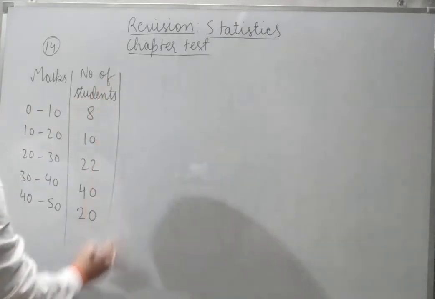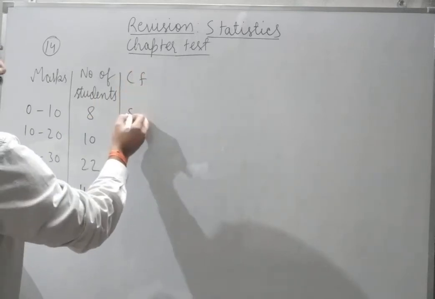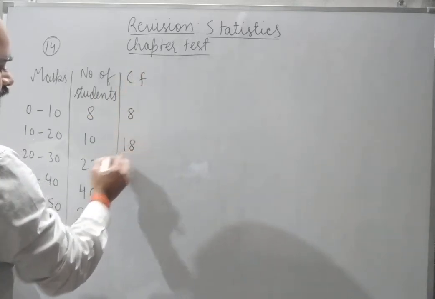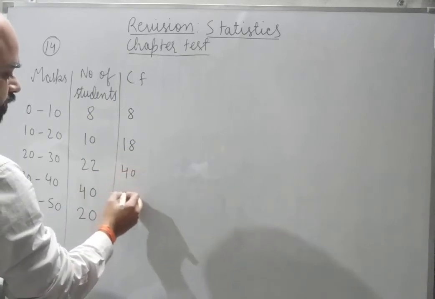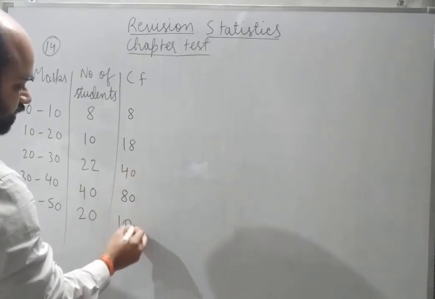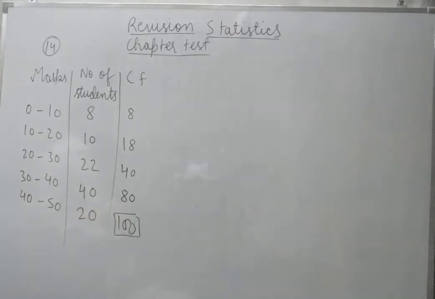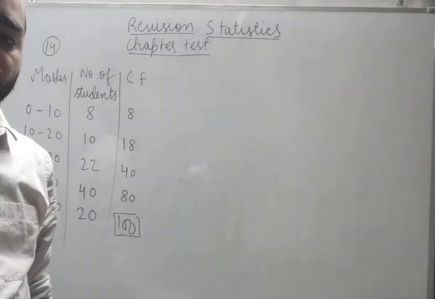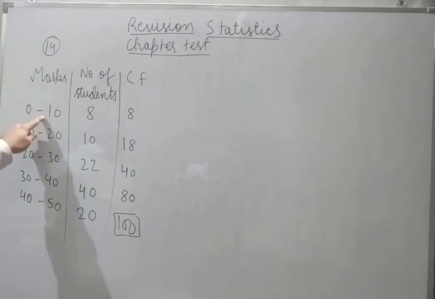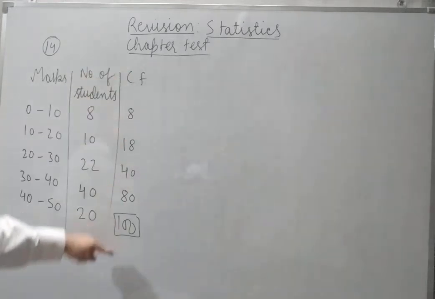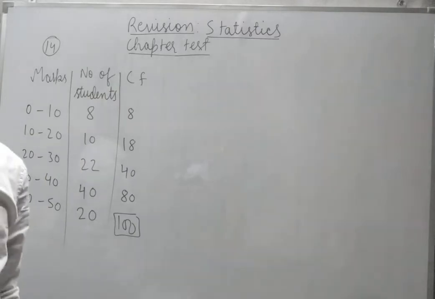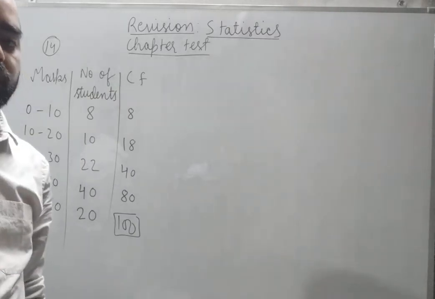So cumulative frequency is 8 plus 10, 18 plus 22, 40, 40 plus 40, 80 plus 20, that is 100. So total is 100. Now we have to choose a scale for both the axes. We can take 10 here, and here we can take 20 or 10, no problem. On both the axes, 2 centimeter equal to 10 units. On x-axis 2 centimeter equal to 10 marks. On y-axis 2 centimeter is equal to 10 students or 20 students.